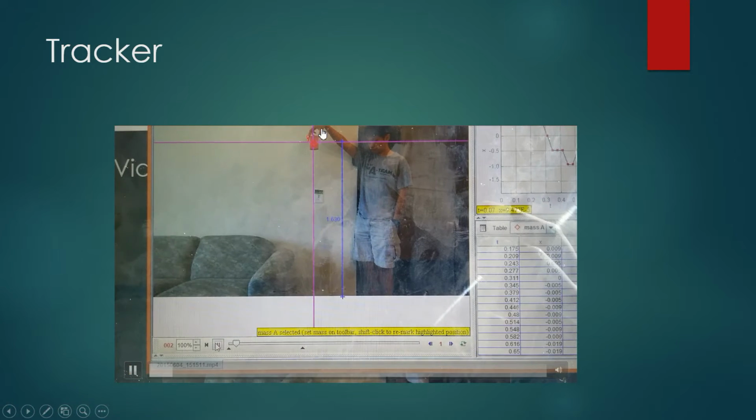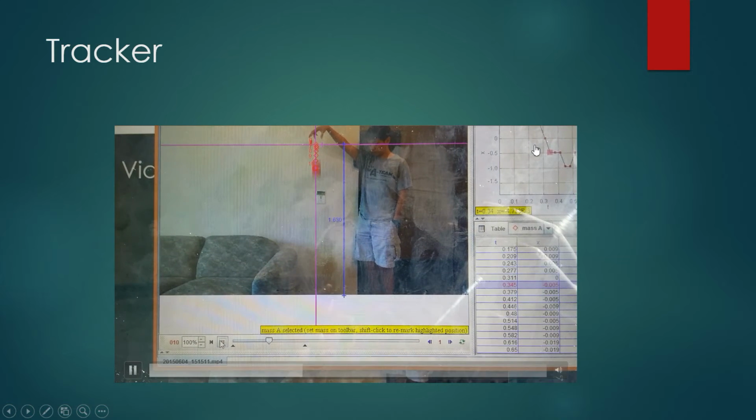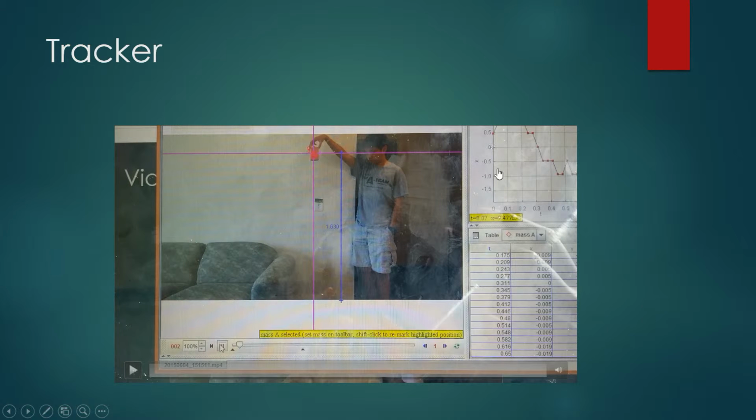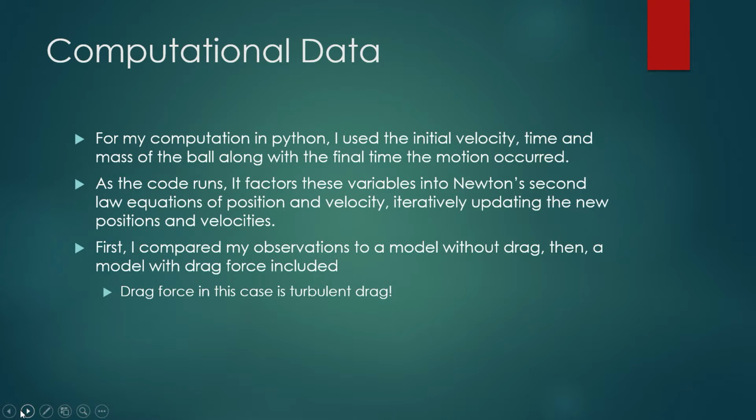As we can see in this Tracker video, this is the position versus time graph. And again, it is going in the negative x direction or negative y direction. So it is decreasing. The position is decreasing in a parabolic way. But that would mean that the velocity would be increasing quickly. The velocity would be increasing in a linear direction, which means that there would be an acceleration of the object, which would be a net force.